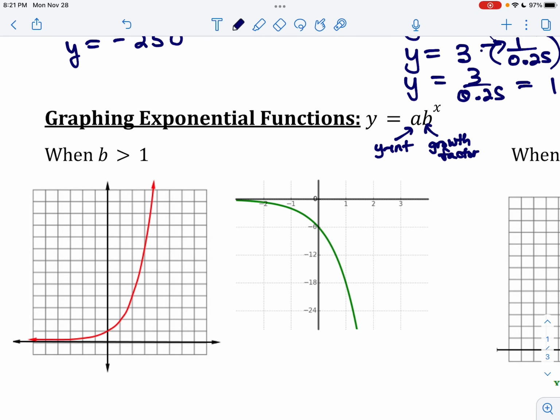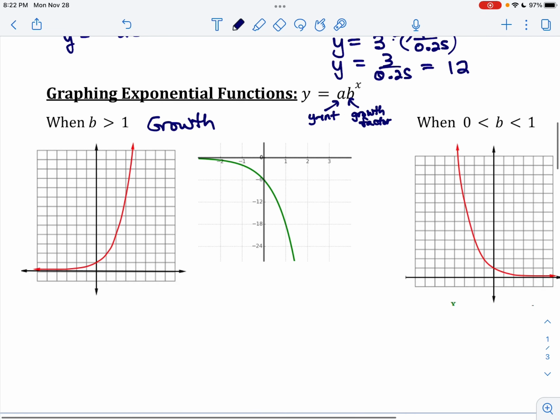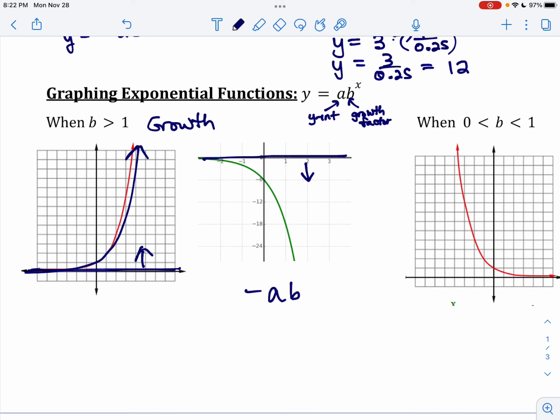Your graphs, when b is greater than 1, this is going to represent a growth. So these are both growth. This goes increasing rapidly. This one is underneath. This one over here is above the x-axis. The graph is above the x-axis. This one is where the graph is below the x-axis. If it's below the x-axis, that means my a value had to be negative. It would have been -a times b to the x power. This one is y equals a times b to the x power. This has a positive a. So the only difference in the graph is when the function's negative, the graph is going to be below the x-axis.